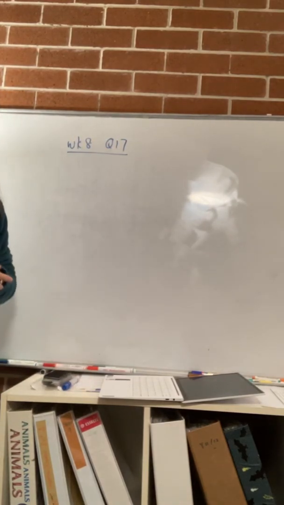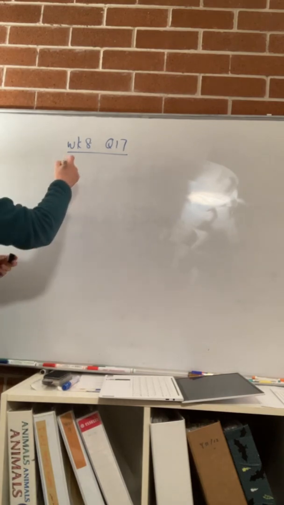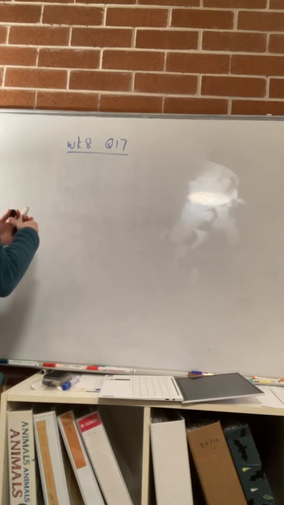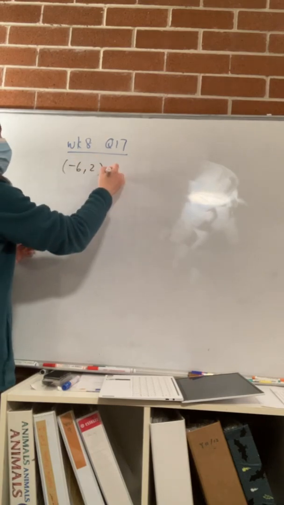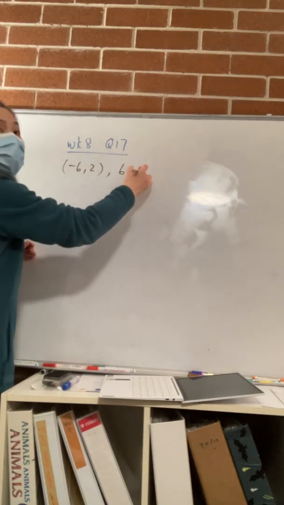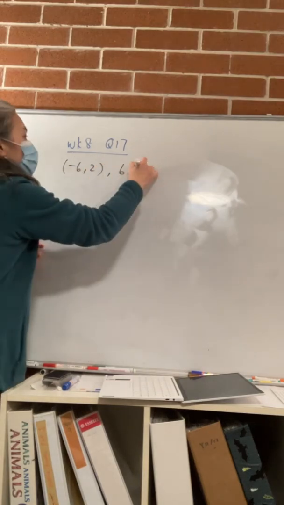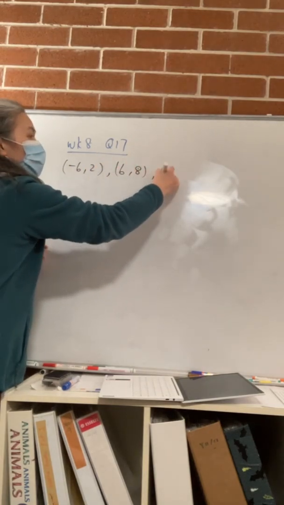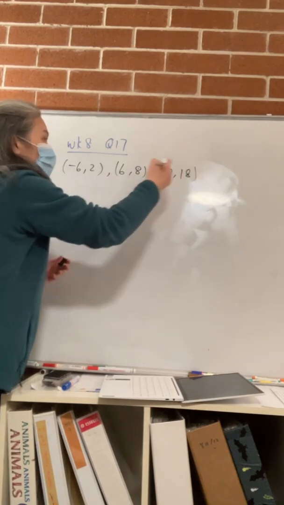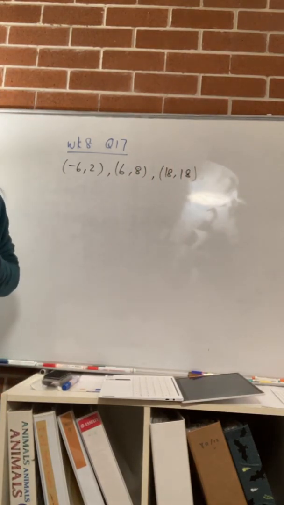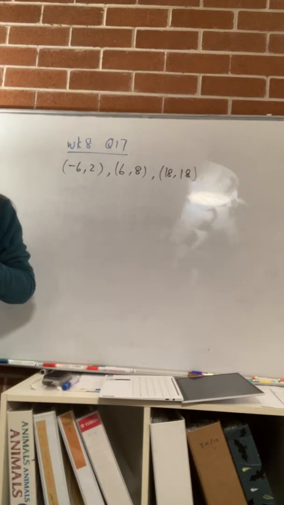Yeah, find the equation of a straight line which passes through the points -6, 2 and 6, 8. Question 17 and 18. Yeah. Okay, and it says leave it in general form. So you want to find equations.